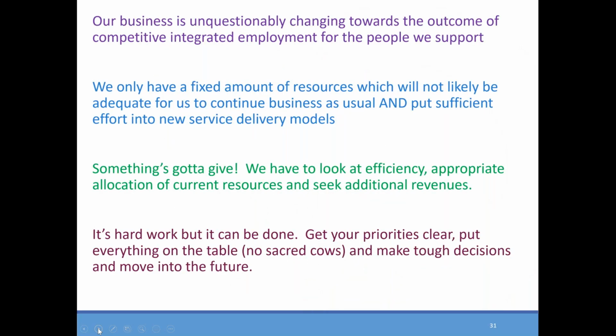So, to summarize all of this, our business is changing. It's beyond debate. This is no longer a debate. It is a reality. And that change is toward community integrated employment and also meaningful community involvement for the people that we support. And we only have just so many resources.